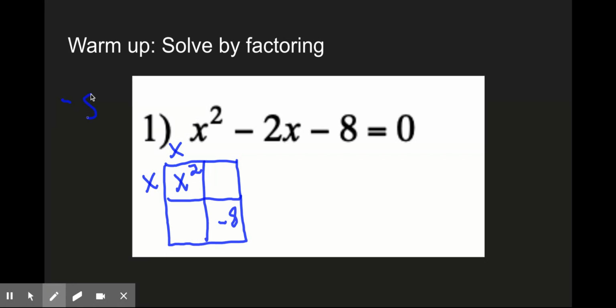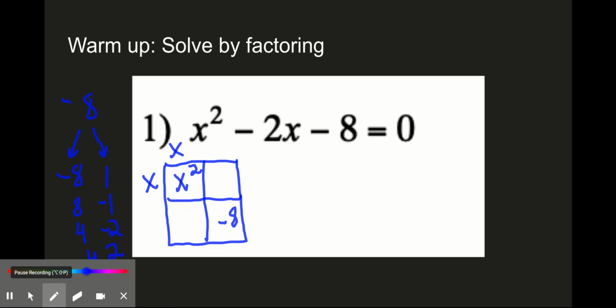And this is where we want to use our critical thinking skills to help us eliminate choices. So like I have choices like -8 and 1. I have choices like 8 and -1. I have choices like 4 and -2. And I have choices like -4 and +2.